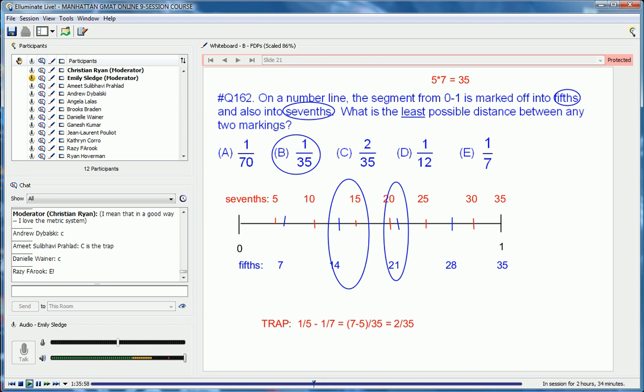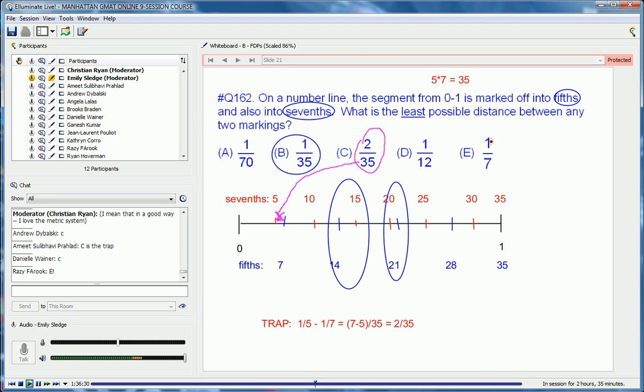Yeah, I think C is the trap because it's the very mathematical approach. And it's correct if you're looking for the distance between the first two markings. But we want the least possible distance between any two markings. So this word any should be your clue to look further, look at later markings. It is that distance instead of one that's actually closer together. They're not on my picture.